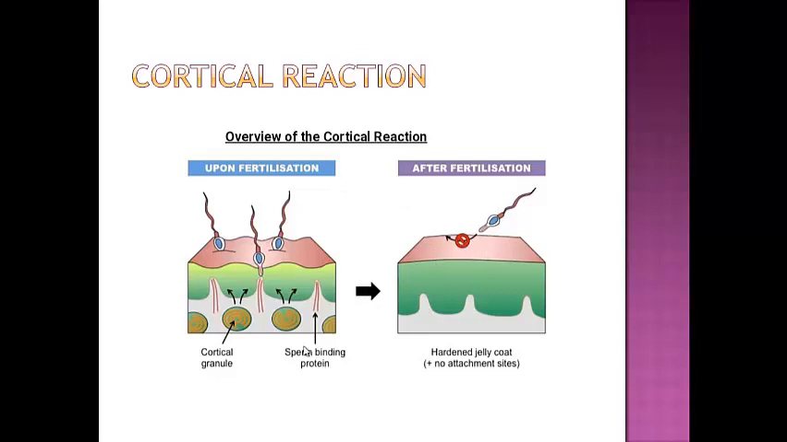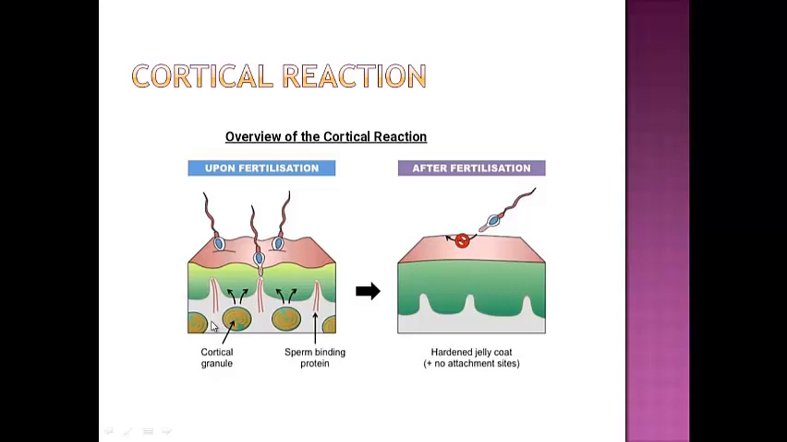If you look at the picture on the left here, you can see that within the outer layer, or close to the membrane of the ovum, there is something called the sperm binding protein, which is the protein that helps attract the sperm to the egg in the first place, because the sperm is going to end up binding to it. And you have these granules called cortical granules. They're found in the cytoplasm, and once fertilization, or the contact with one sperm, takes place, these granules are activated.